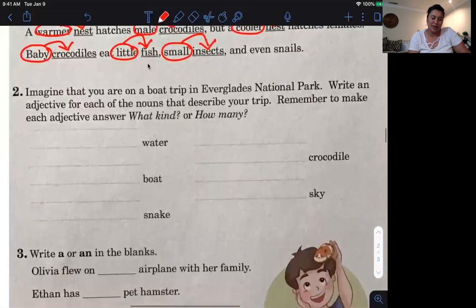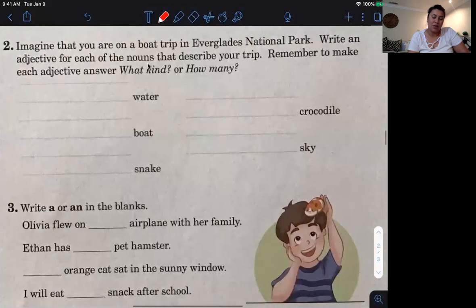All right, number 2. Imagine that you're on a boat trip in Everglades National Park. Write an adjective for each of the nouns that describe your trip. Remember to make each adjective answer what kind or how many. Remember, a good adjective is always going to answer what kind, how many. So what kind of water are we talking about? How many water? That doesn't really make sense, but what kind of water totally makes sense.